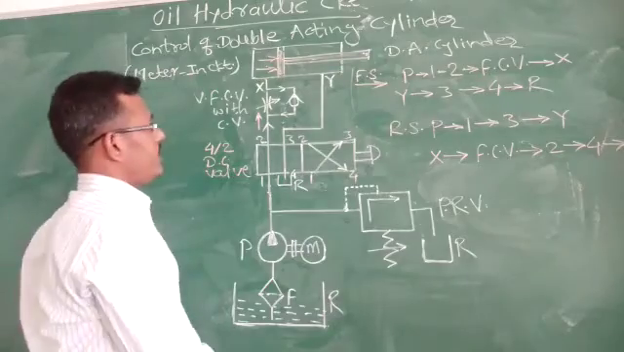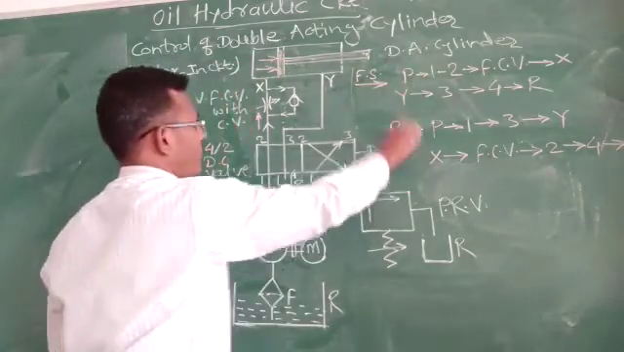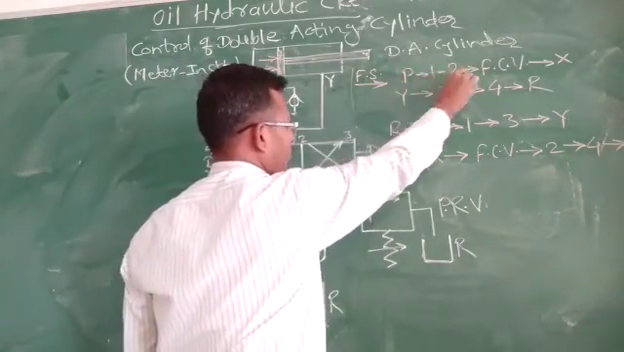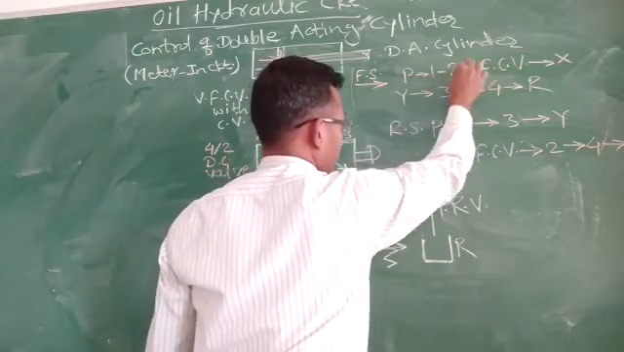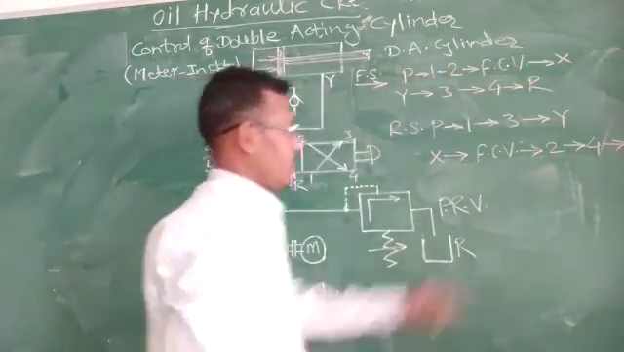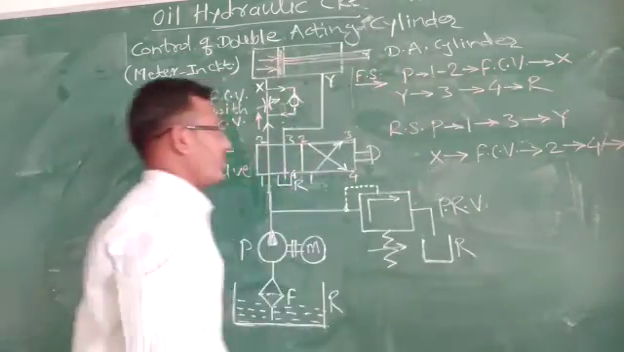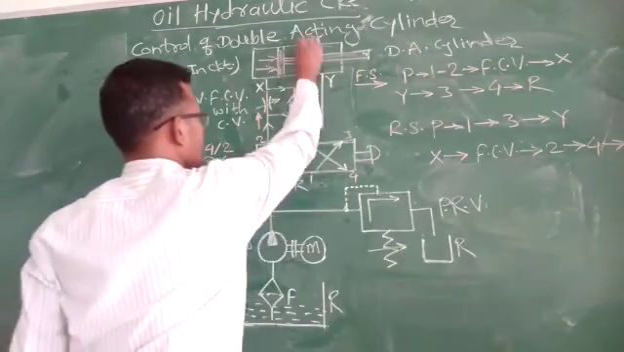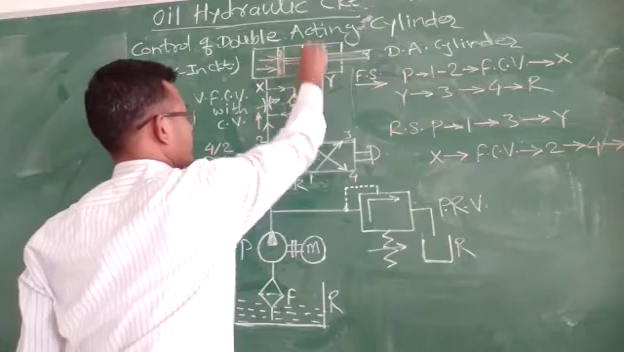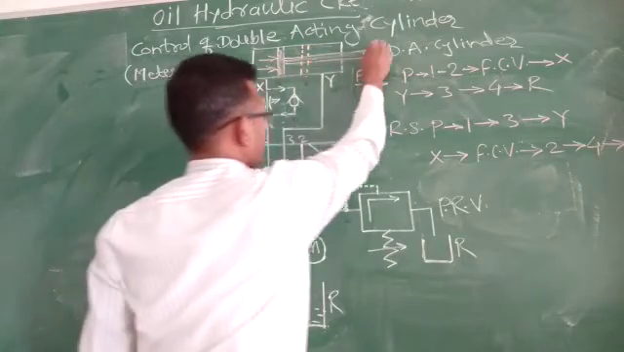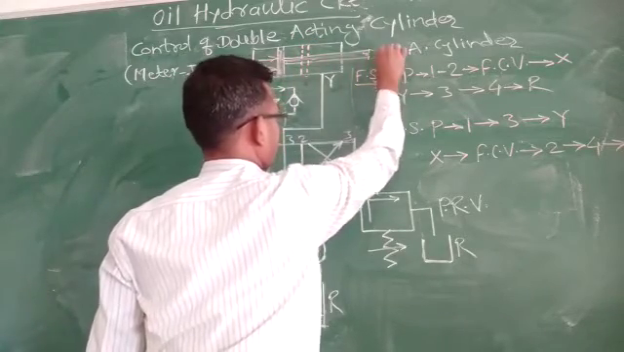Okay, this means here the oil flows from the pump to port 1, then port 1 to port 2, then to the flow controller, and finally through inlet port X. Okay, now the piston comes to this position. Okay, and this is the piston rod.